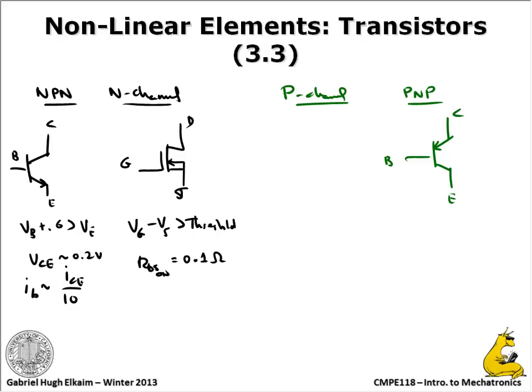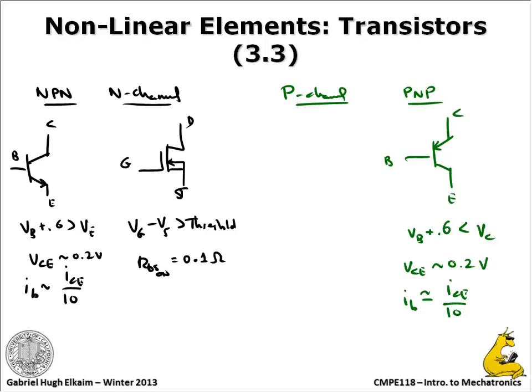So for this one, I want VB plus 0.6 volts should be less than VC. So this one I get by raising the base above the emitter. This one I get by dropping the base below the collector. So this one's sort of the high side. This is the low side, if you think about it. And again, VCE is going to be approximately 0.2 volts, and IB should be approximately ICE over 10. So all those are identical.